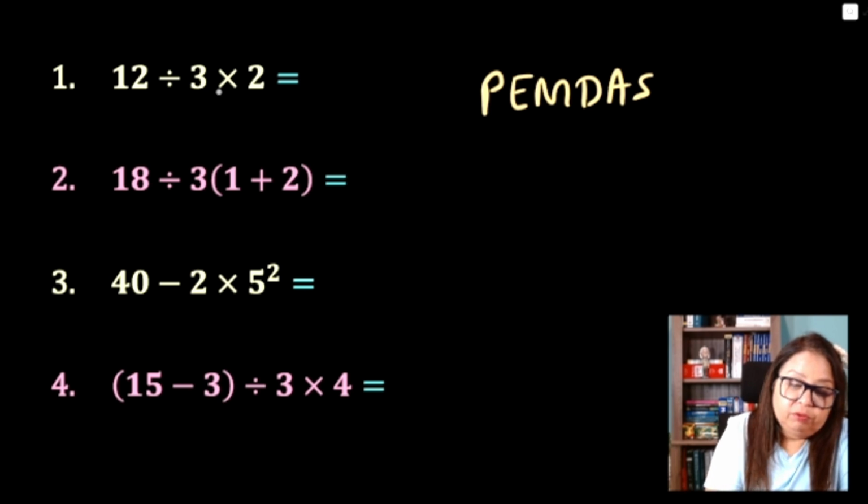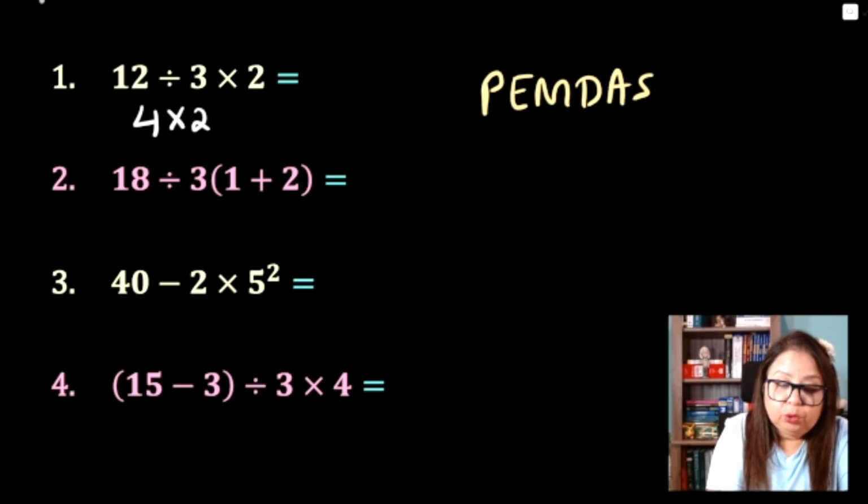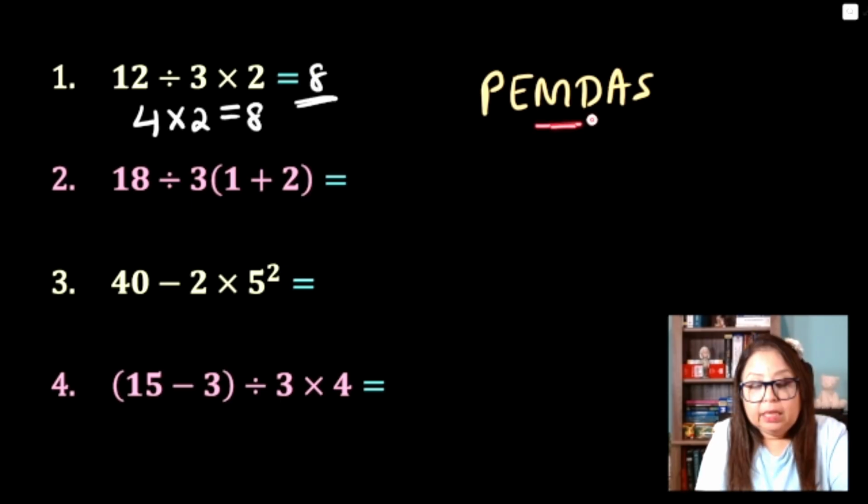So going from left to right, we have division first. So you do 12 divided by 3 and that gives you 4. Then you multiply this 4 by this 2 over here. And that gives you 8. So your answer is 8. This problem is a prime example of the fact that multiplication does not come before division.